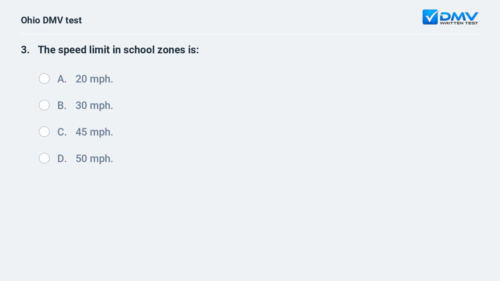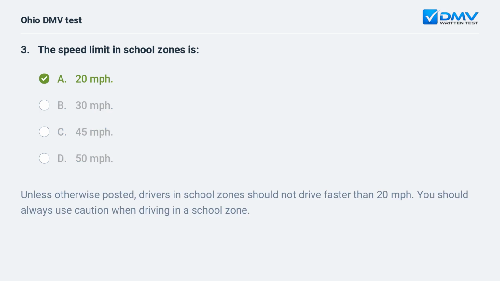The speed limit in school zones is A. 20 miles per hour. B. 30 miles per hour. C. 45 miles per hour. D. 50 miles per hour. A. 20 miles per hour. Unless otherwise posted, drivers in school zones should not drive faster than 20 miles per hour. You should always use caution when driving in a school zone.